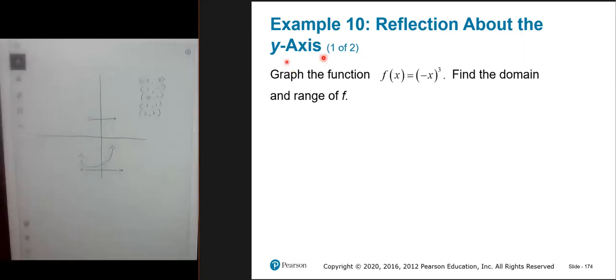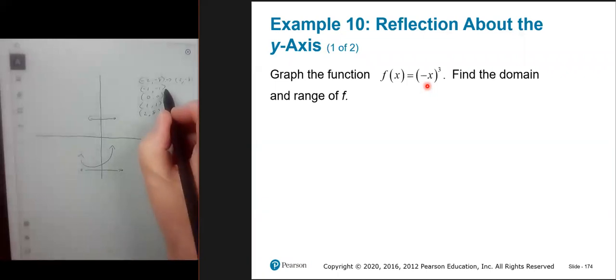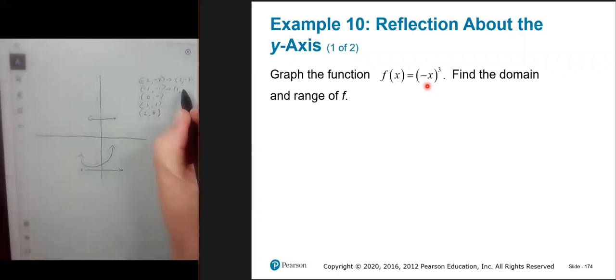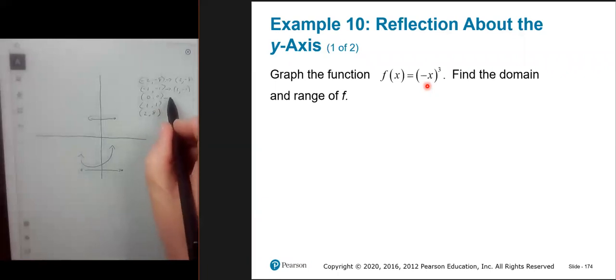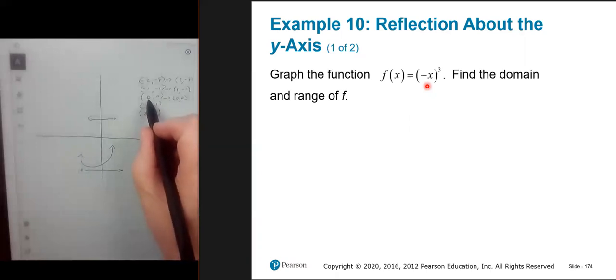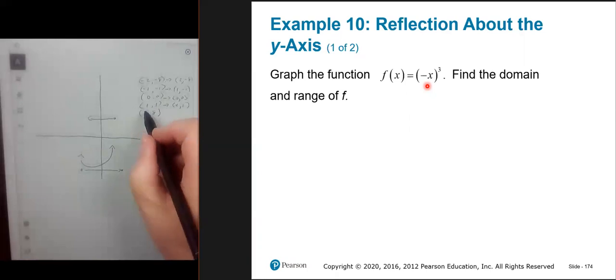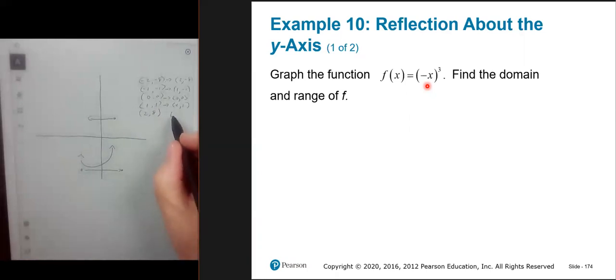And what this is telling me is I'm going to change the sign of my x value, but I'm keeping the y value. So this point goes to 2, -8. This point goes to 1, -1. This point stays at 0, 0 because -1 times 0 is still 0. And this point goes to -1, 1. I'm multiplying the x values by -1. And 2, 8 goes to -2, 8.